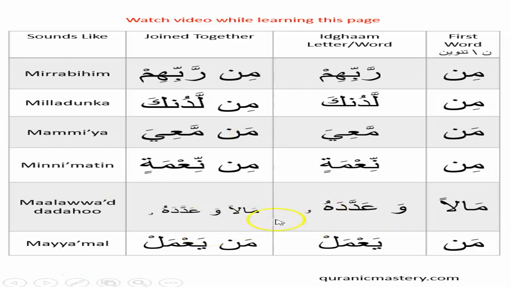So we say malan wa 'adadah. Let's take this example. This is man, this is ya'mal. So man ya'mal.